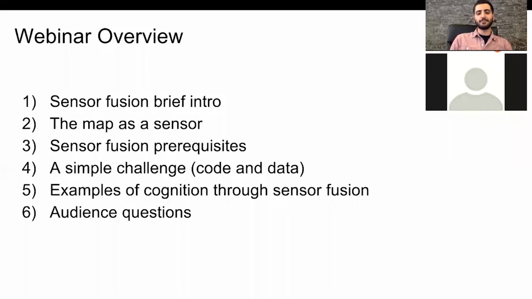Today, as part of this webinar, we're also giving out a small challenge. We will be sharing with you some data and some code to play around with cognition as we define it here at Civil Maps, and in particular, sensor fusion. Before concluding, we're going to be showing you a few more examples of cognition through sensor fusion and taking some questions from the audience. So I have the list of questions here open in front of me. If you feel at any point that you want to ask a question, don't hesitate and type it up, and I would be happy to answer it when the time's right.